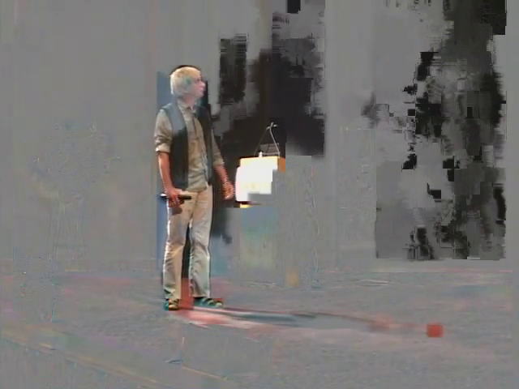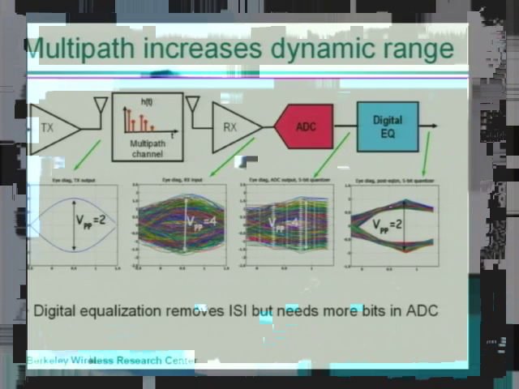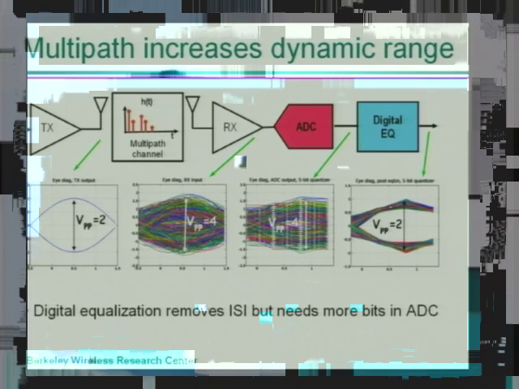The other one is basically how to deal with linearity, power amplification efficiency, noise, phase noise, and so on and so forth. Here's an example of tricks you can do, for instance, to avoid some of those issues. Here's an example of a 60 gigahertz receiver. You have your transmitter, you have your channel with your multipath, receiver, A to D converter, and digital equalizer.